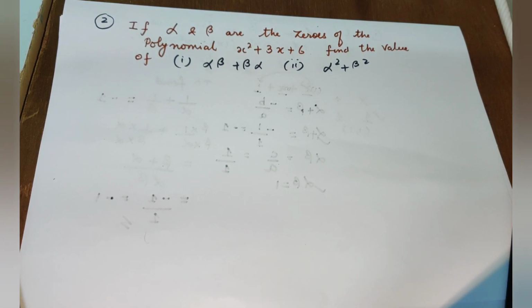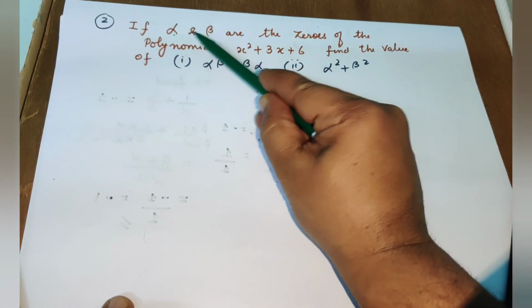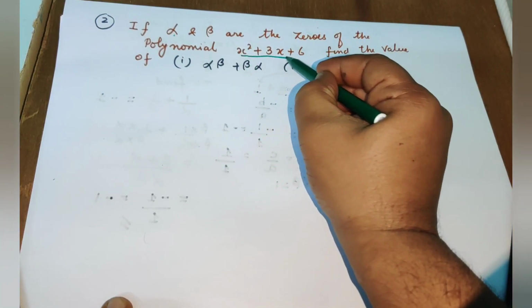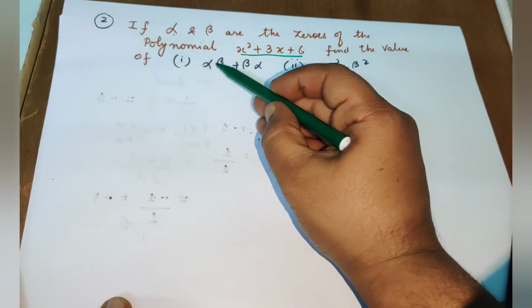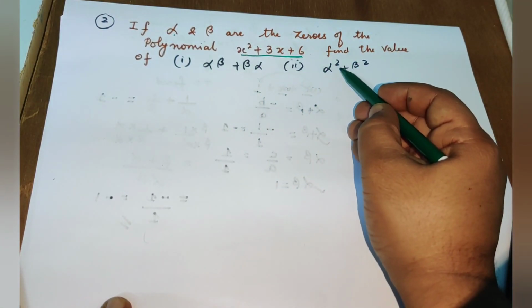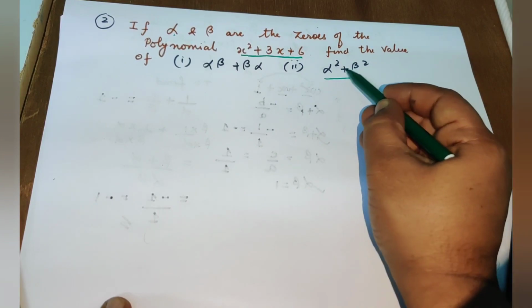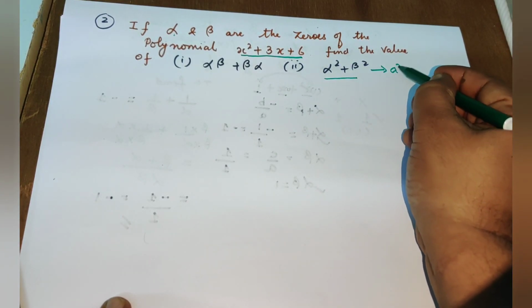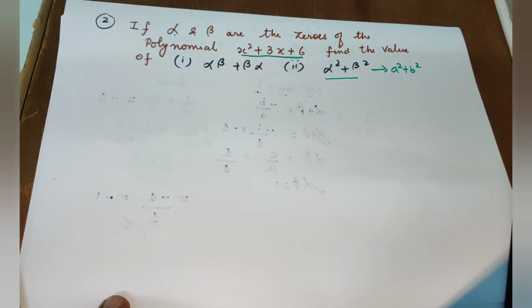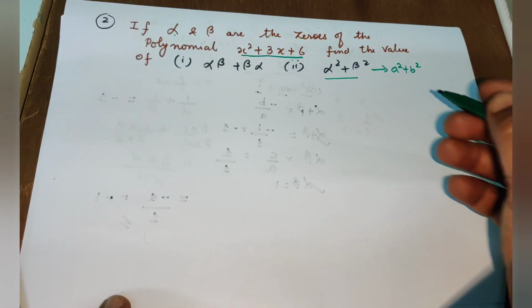Okay, the first question: if alpha and beta are the zeros of the polynomial x square plus 3x plus 6, find the value of alpha by beta plus beta by alpha, and second, alpha square plus beta square. Have you noticed that it looks like a square plus b square? Yesterday I already told you the formula of a square plus b square.